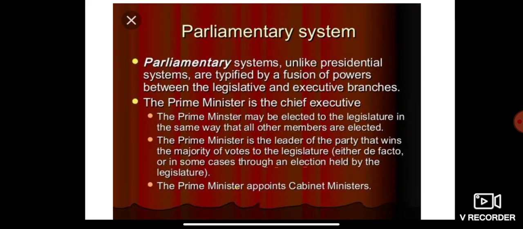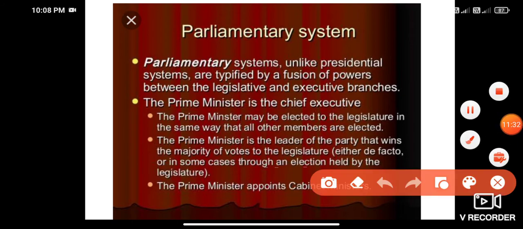So what is the parliamentary system and how does parliament function? See, the parliamentary system, unlike the presidential system followed in the United States, is typified by a fusion of powers between the legislative and executive branches. The prime minister is the chief executive under the parliamentary system. The prime minister is elected to the legislature in the same way that all other members are elected. The prime minister is the leader of the party that wins the majority of votes.